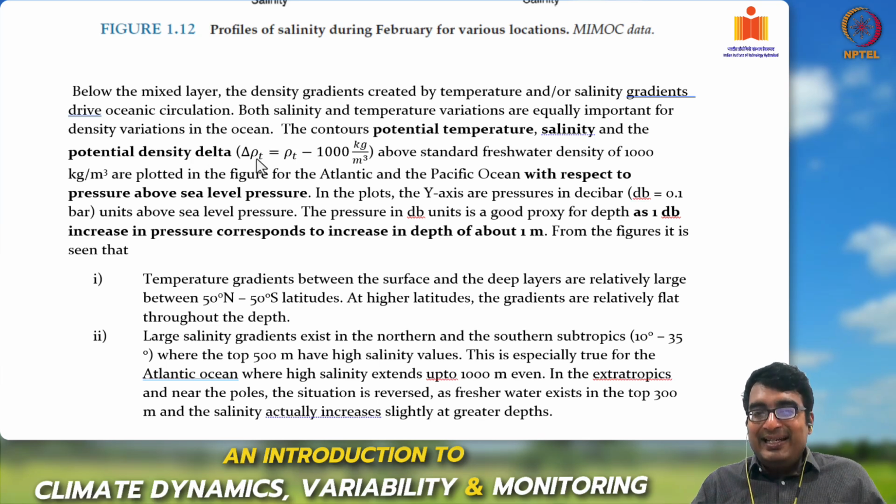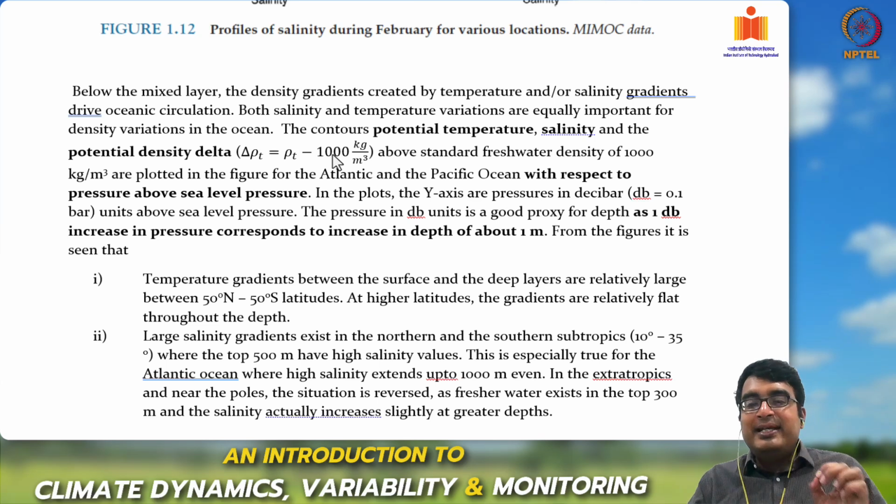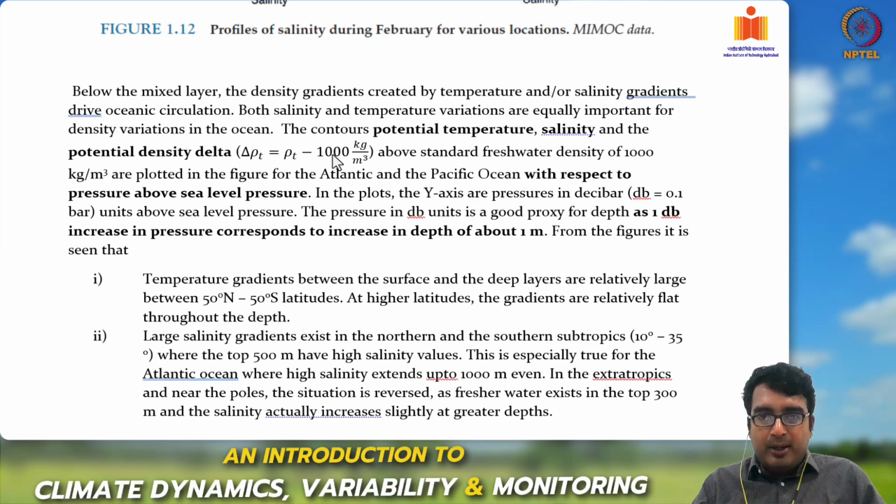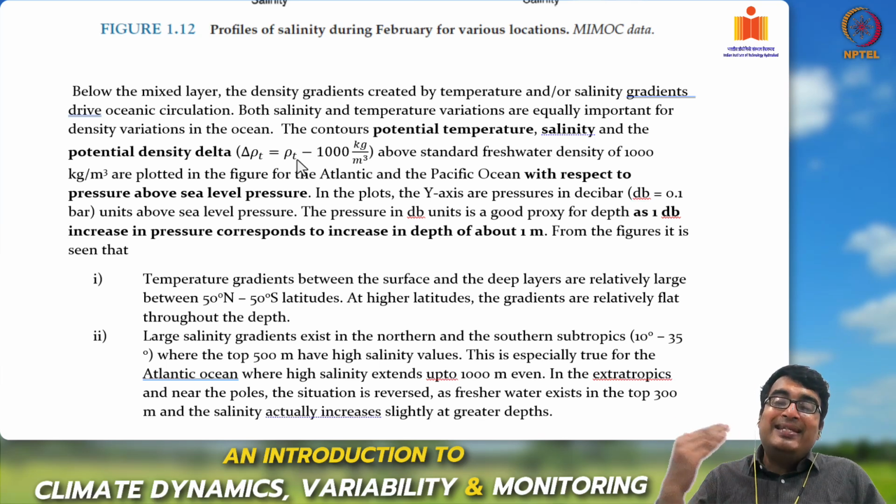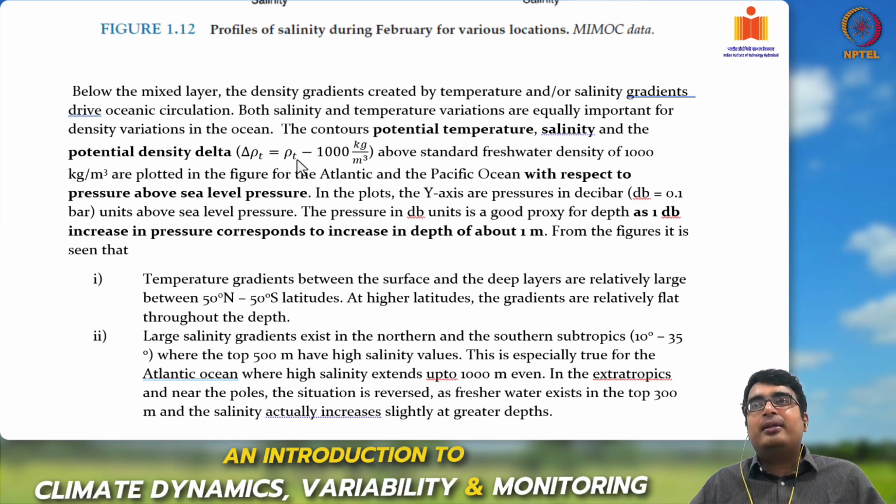Potential density delta has been plotted, which is the density at a given depth minus 1000 kg per meter cube, which is the density of seawater at 1 bar. So, this is the density deviation above the 1000 kg per meter cube, which is the standard density of water at standard temperatures and pressures.